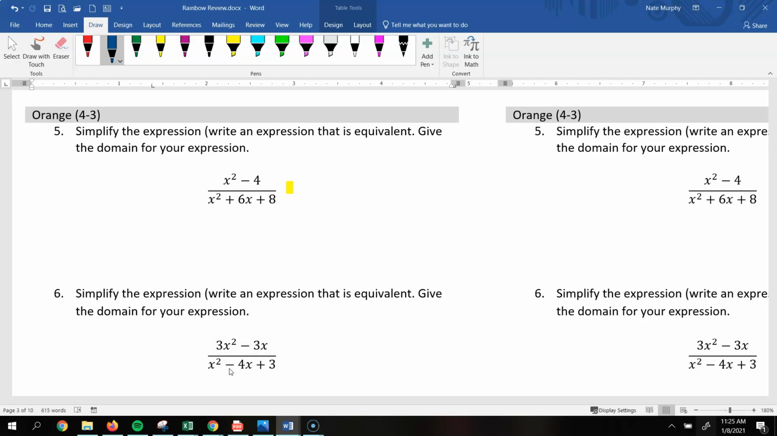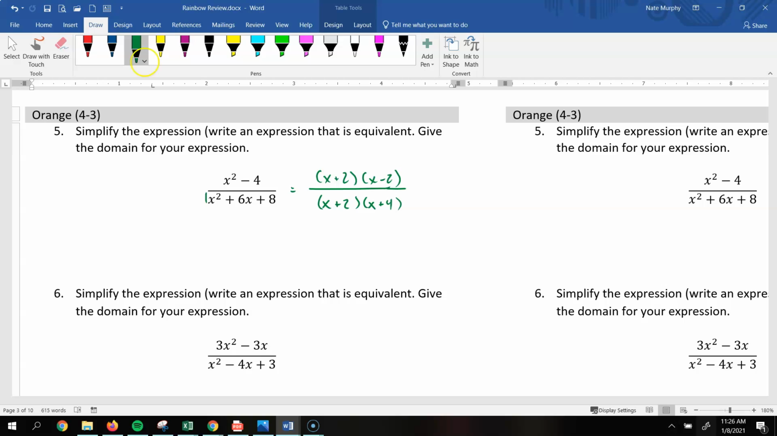So x squared minus 4, the numerator factors to be x plus 2 times x minus 2. That's a difference of two squares. The denominator, since our leading coefficient is 1, is one we can factor down easily. We just look to see what two numbers multiply together to be 8 and add together to be 6. That would be 2 and 4. So x plus 2 times x plus 4, because 2 times 4 is 8 and 2 plus 4 is 6.